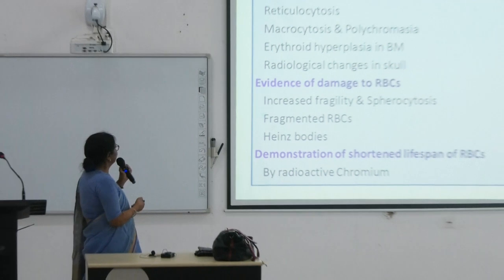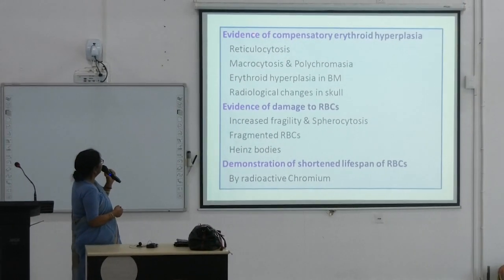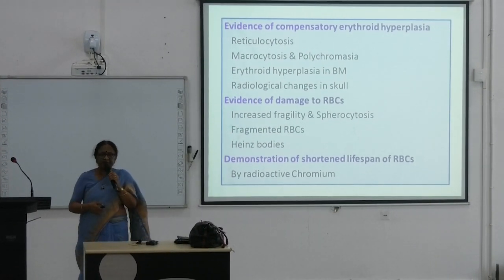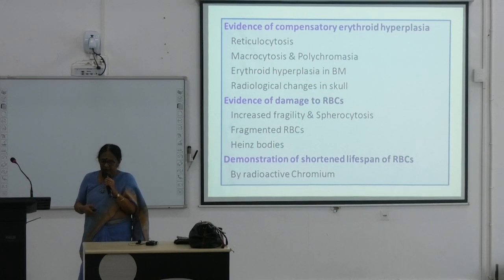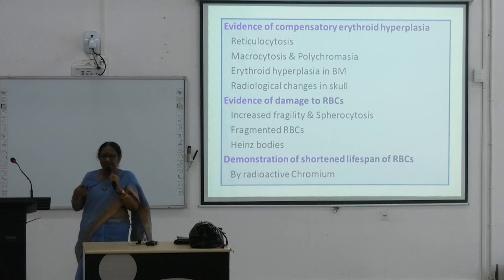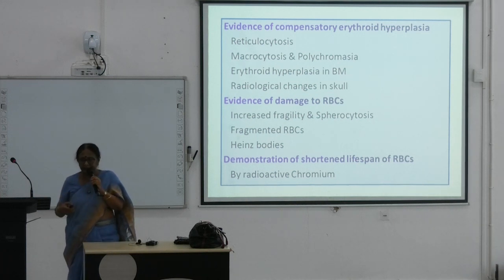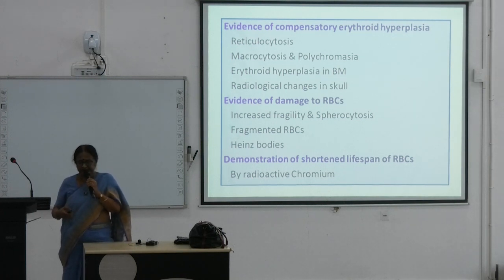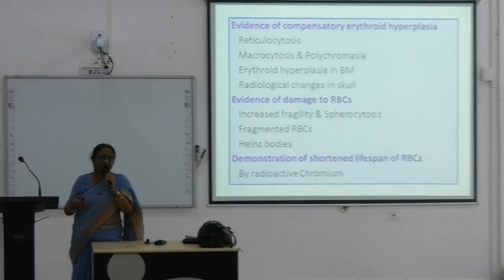What are the other evidences? There will be, as I have told you, compensatory erythroid hyperplasia in the bone marrow. So it will lead to reticulocytosis, macrocytosis and polychromasia. Reticulocytes we can see only when we stain with supravital stain. Unless we stain the blood with supravital stain, we cannot recognize the reticulocytes. So how do we suspect that there is reticulocytosis?